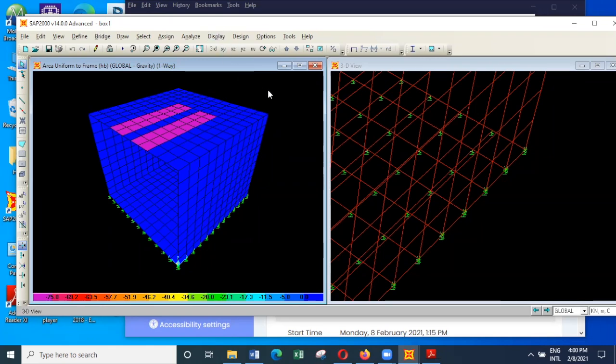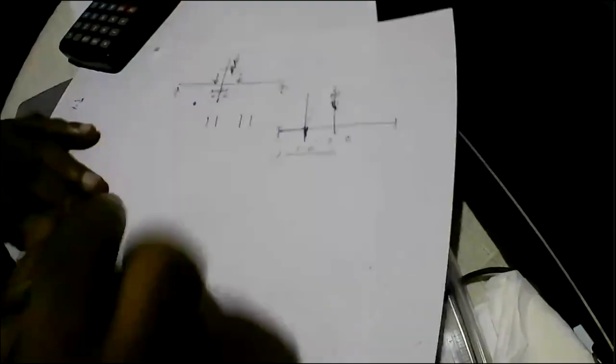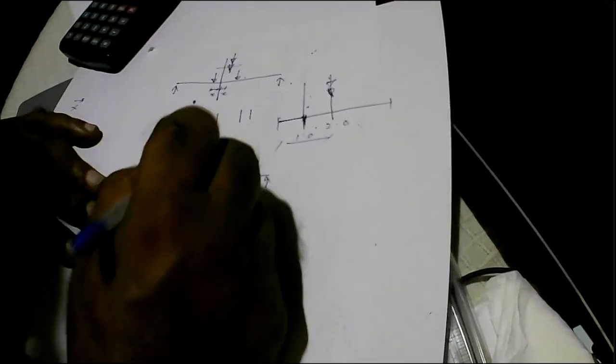Excuse me, sir. Can you please explain that again? How did you locate that loading in the pink color? Yes, the loading I showed you, there's a theory. The theory is center.